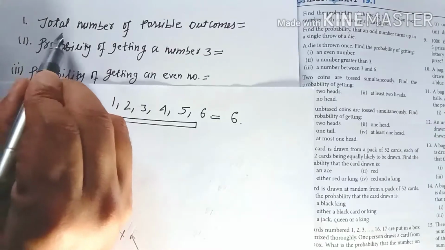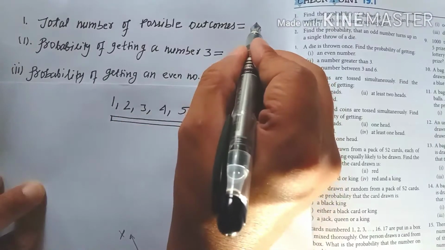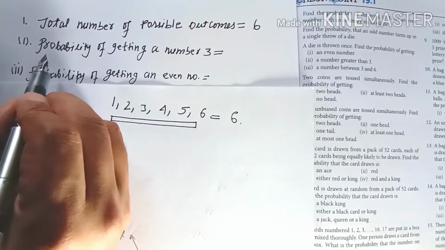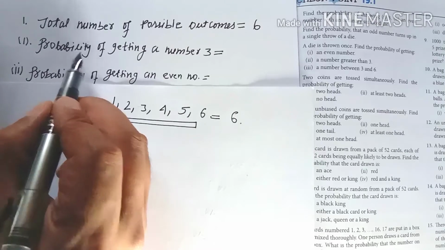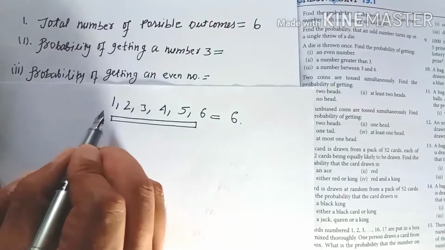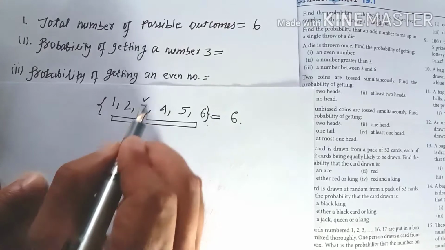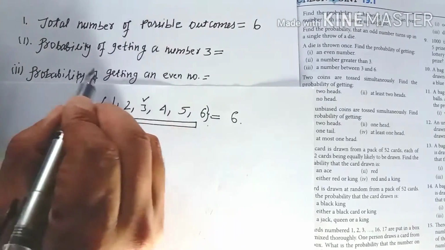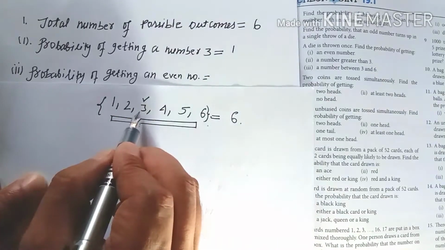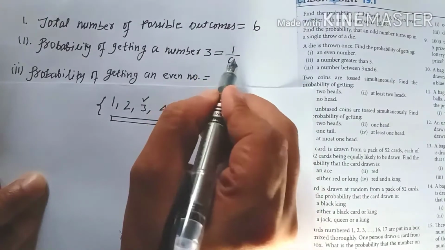So here we need the total number of possible outcomes when a dice is drawn once, which is 6. Now the first one, you have to find the probability of getting a number 3 when a dice is drawn once. We can see from the sample space that the number 3 appears only once. So the probability of getting a number 3 will be the number of favorable outcomes, that is only 1, upon the total number of possible outcomes, which is 6, that means 1 by 6.